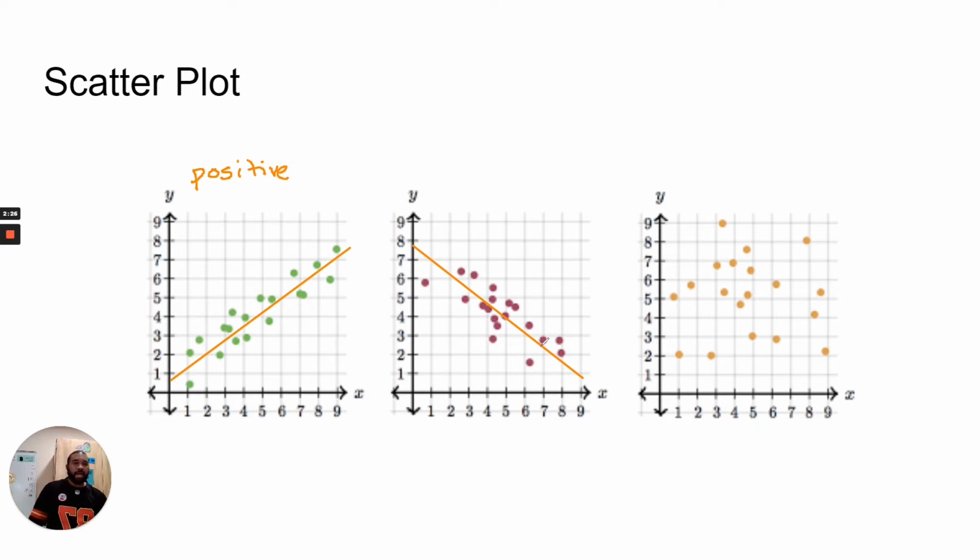On the second example, I would be going down. We call that a negative correlation. In our last example, we couldn't draw a line that represented all of the points. There's no pattern, so we call that no correlation. Remember that correlation is just a fancy word that means pattern.